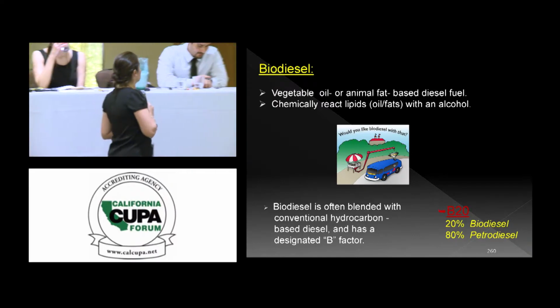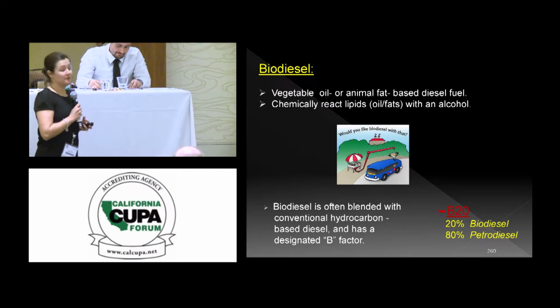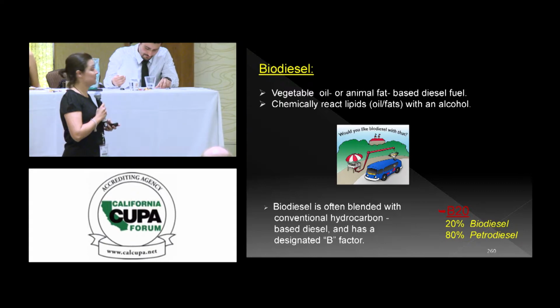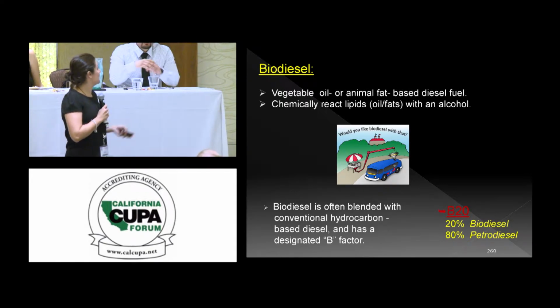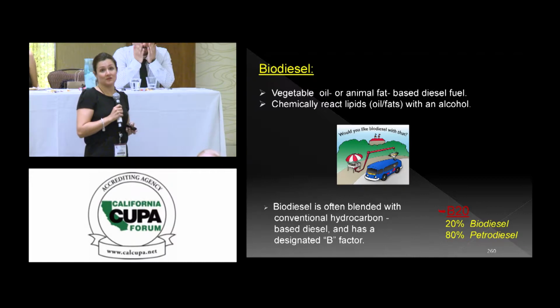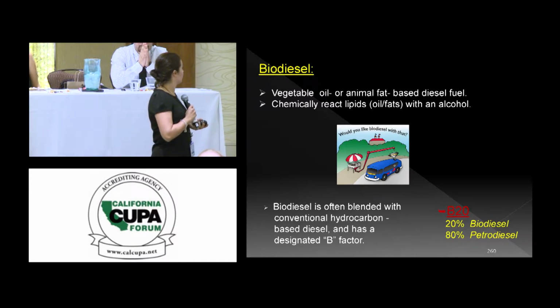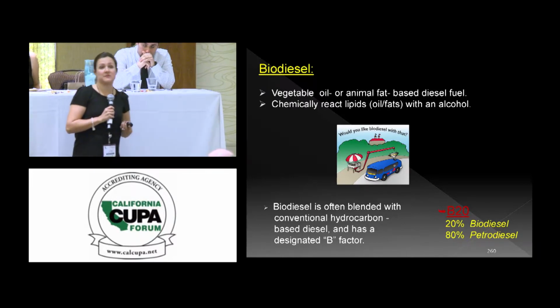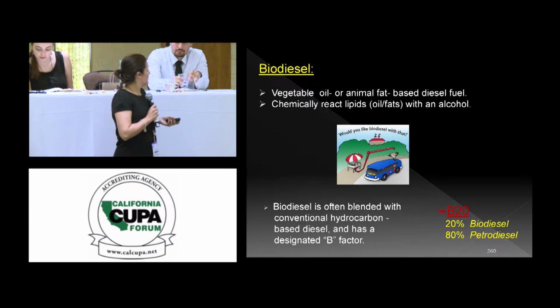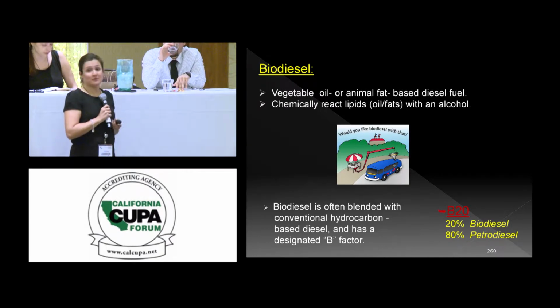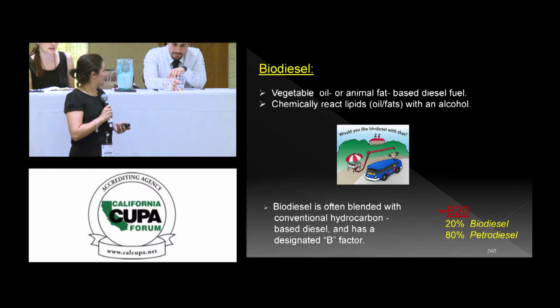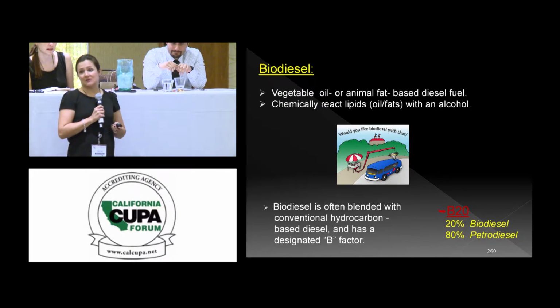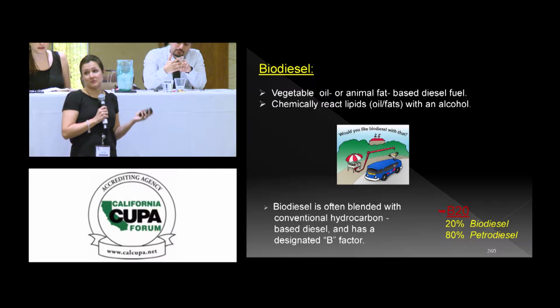Okay, so we're looking at a vegetable oil or an animal fat-based diesel fuel. What they're basically doing is chemically reacting the fats with an alcohol. You often have blends, and I'm sure you're familiar with the terms B20, B100, B5. You're often having a blend with a conventional hydrocarbon-based diesel. Like I said, the most common would be the B20, so you're looking at 20% biodiesel and 80% of the more traditional petrochemical diesel.